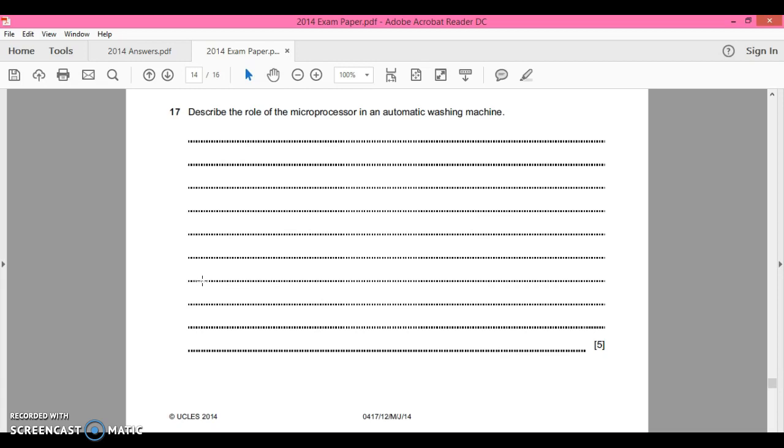So that's probably a basic way you could describe it, where I should imagine you'd be able to get 5 marks. So give that a go, draft that, check the answers, then obviously if you need to improve, give it another go.